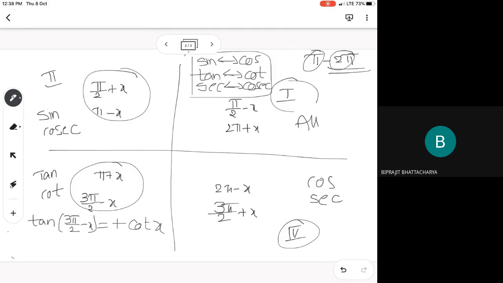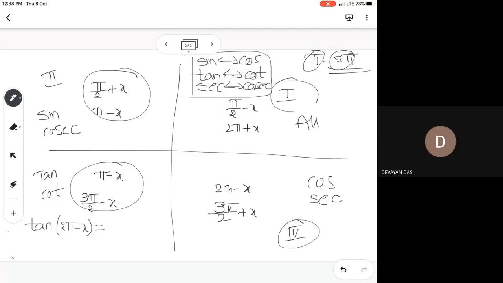Did you understand? Yes, sir. I will ask one or two questions, and for that you need to give the answer now. Can you give? Okay, sir. Tan 2 pi minus x is equal to? So, minus cot.